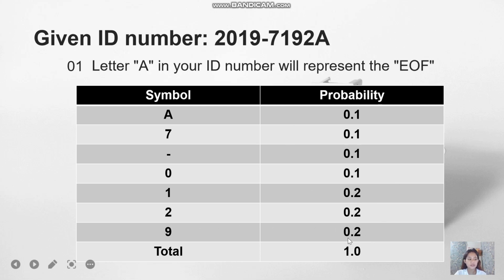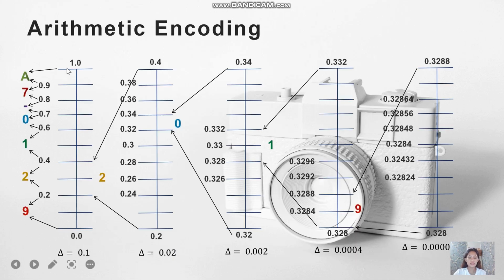So next step, we make sure that everything is equal to 1, and that's correct. All of this probability is equal to 1. Moving forward, let's start with the arithmetic encoding. For the arithmetic encoding, you're going to start with the table provided a while ago, so 9.